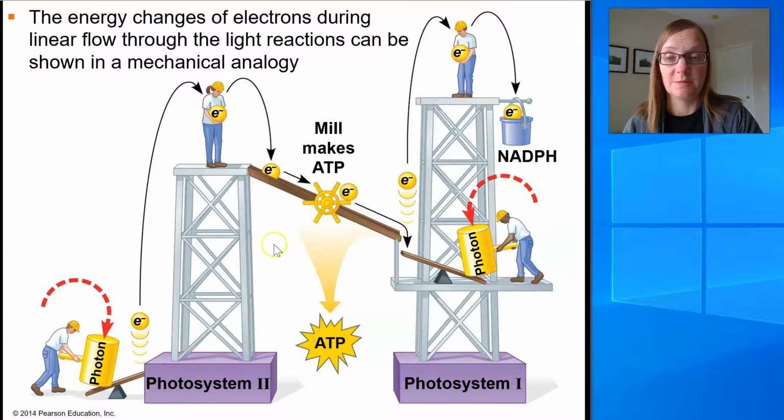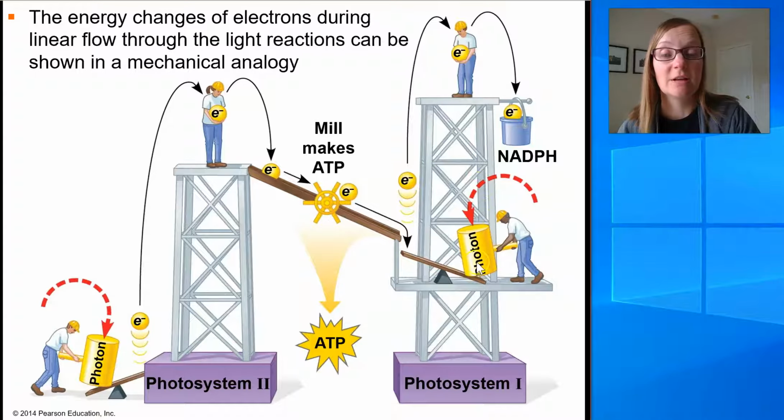Right, and so this is very much like a hydroelectric turbine. The electron gives up some of the energy as it moves through the electron transport chain here. The electron transport chain will then make ATP shown here. At the bottom of the electron transport chain, the electron lands in the lap of photosystem 1. Here again, it waits for yet more energy to be absorbed from a photon.